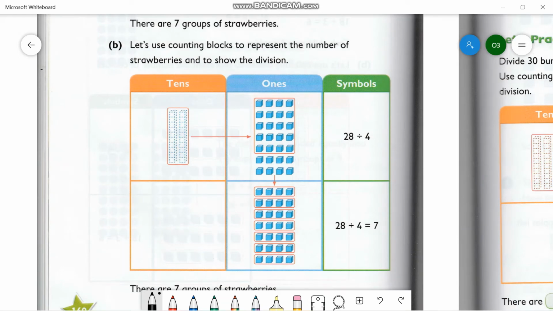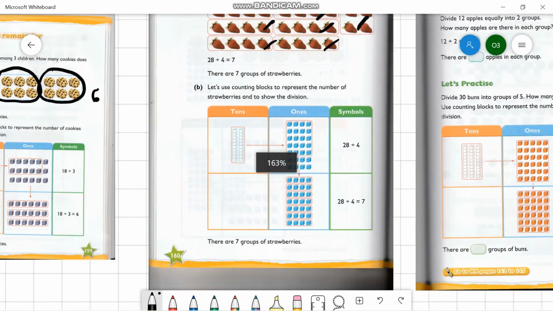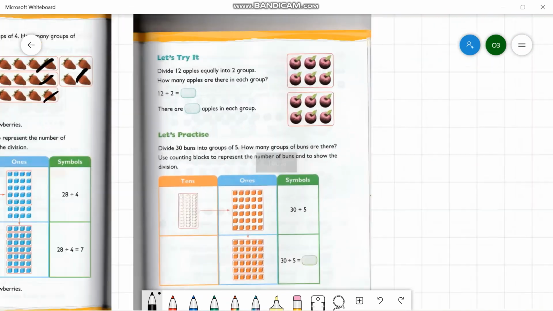So we have to break the tens into ones. 2 tens is equal to 20. So 20, 21, 22, 23, 24, 25, 26, 27, 28. So again, let's divide 28 by 4. You will get 7 groups. All right? Now let's go to the practice exercise.